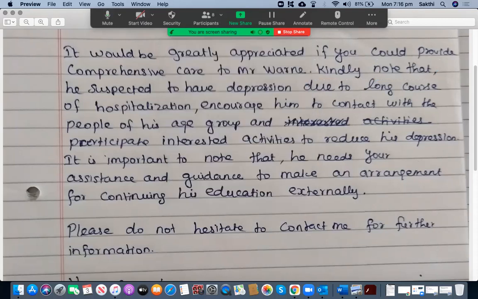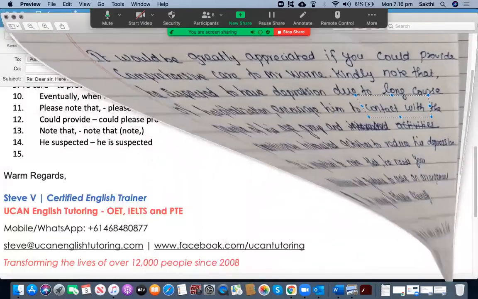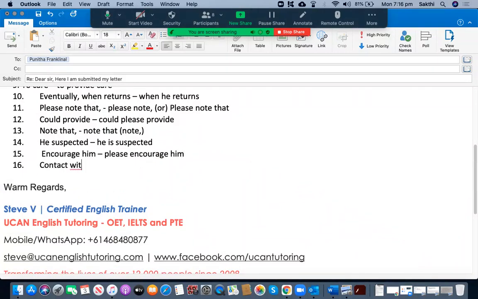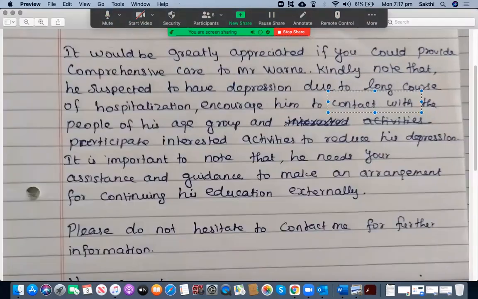So that's what you could have done. Please encourage him. "Encourage him" alone is not good; you should say "please encourage him." "Contact with" is wrong. "Contact" only; "with" needs to be removed. Contact people of his age group, and participate in interested activities to reduce his depression.